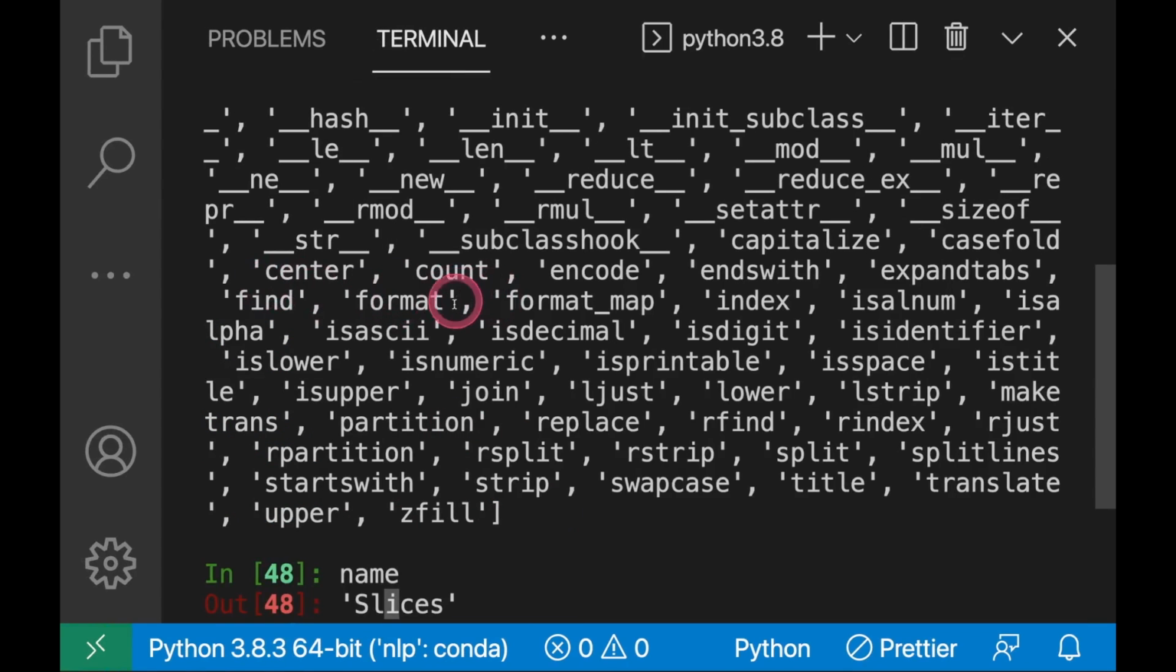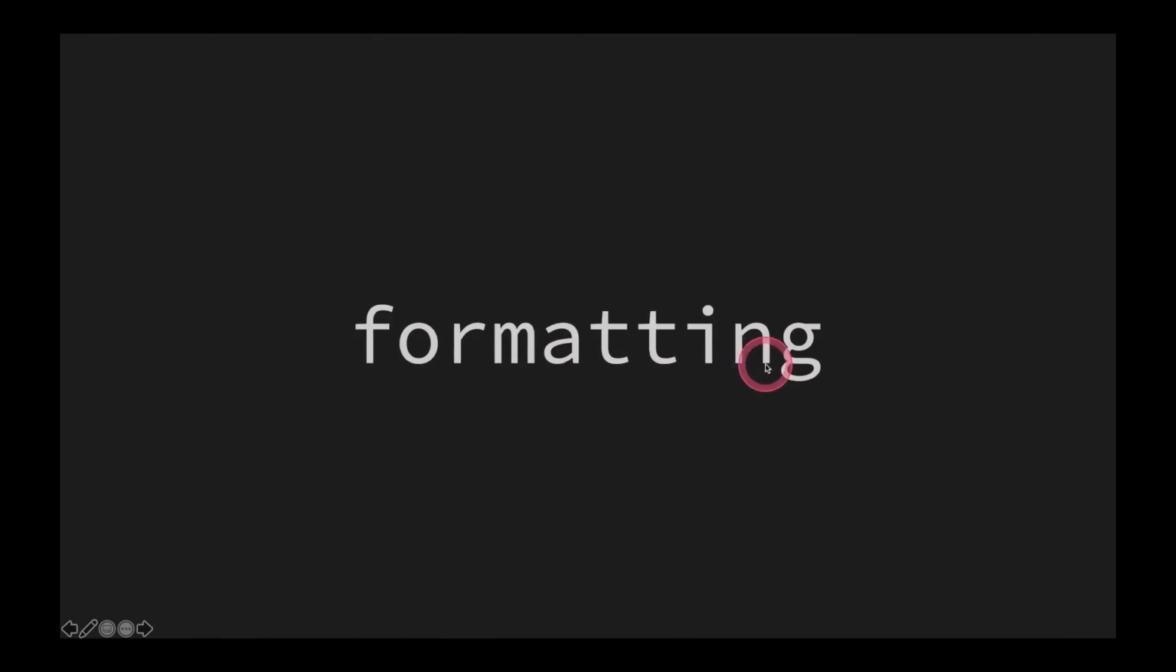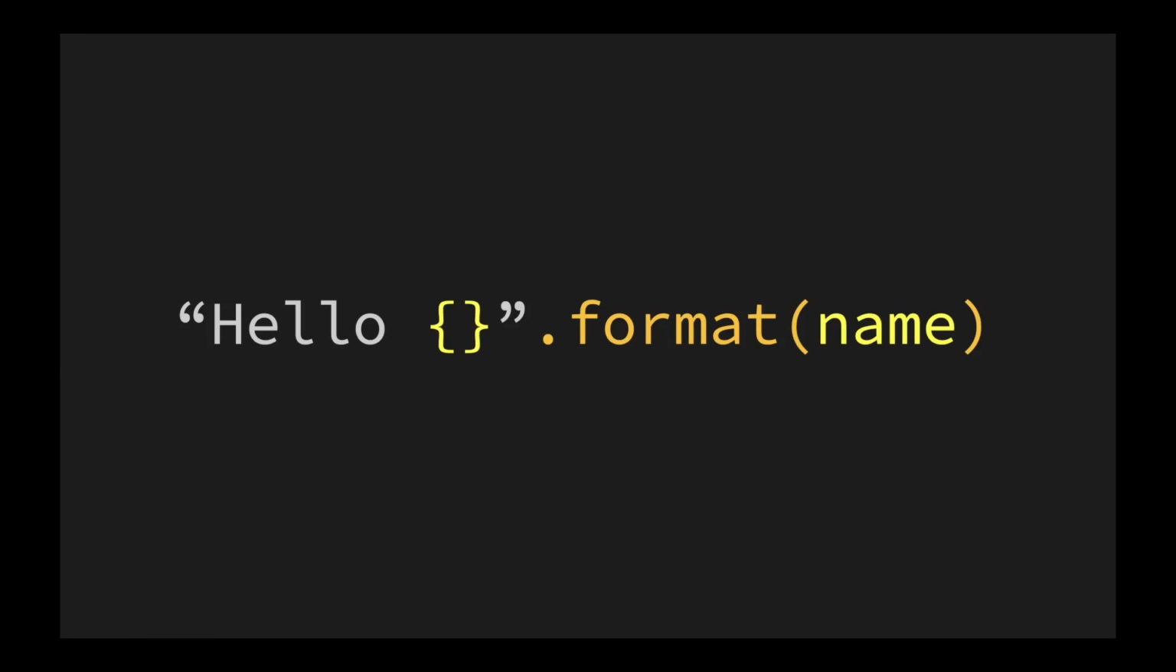And the final method we want to look at is format. So this is used for string formatting. So let's see the basic syntax of format. You want to have your string and some brackets here. So whatever you pass to the format method will be inserted where you have those brackets. So here I have hello, brackets, and the name. So this name will be inserted here where you have these two brackets.